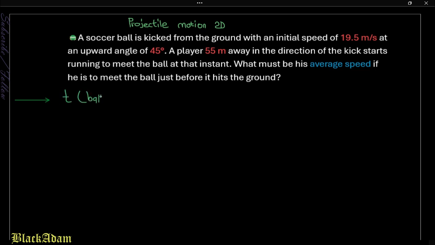So we need to know the time the ball hits the ground. That's our key information. Knowing the time, we have to know that when it hits the ground, the height is 0, which means the vertical displacement is going to be 0. We have the initial velocity, that is 19.5 meters per second, and we also have the displacement: the player is 55 meters away.